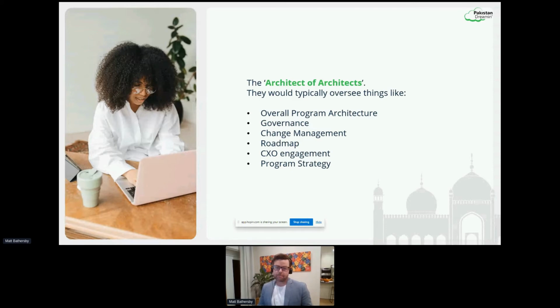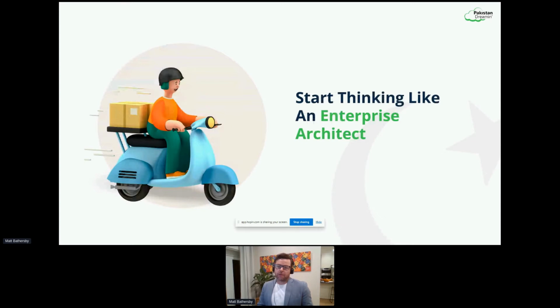So now we understand what enterprise architecture is and what the role of an enterprise architect is, I want to spend the rest of the presentation talking through how to think like an enterprise architect. What are the things that an enterprise architect needs to consider in the course of a program, in the course of a project, in the course of their day-to-day job?